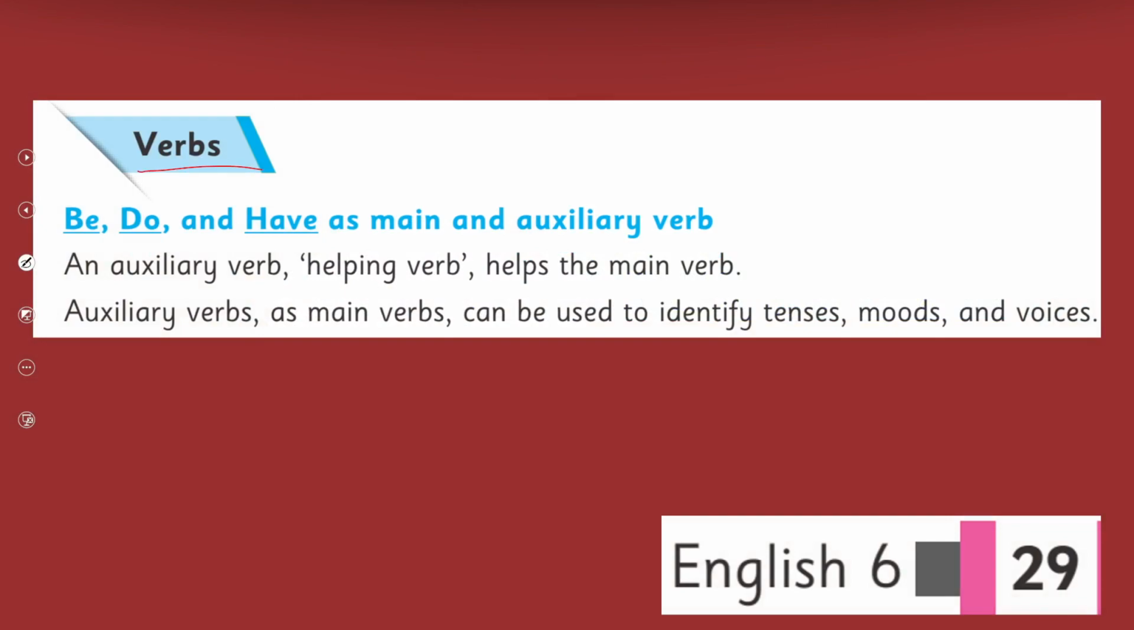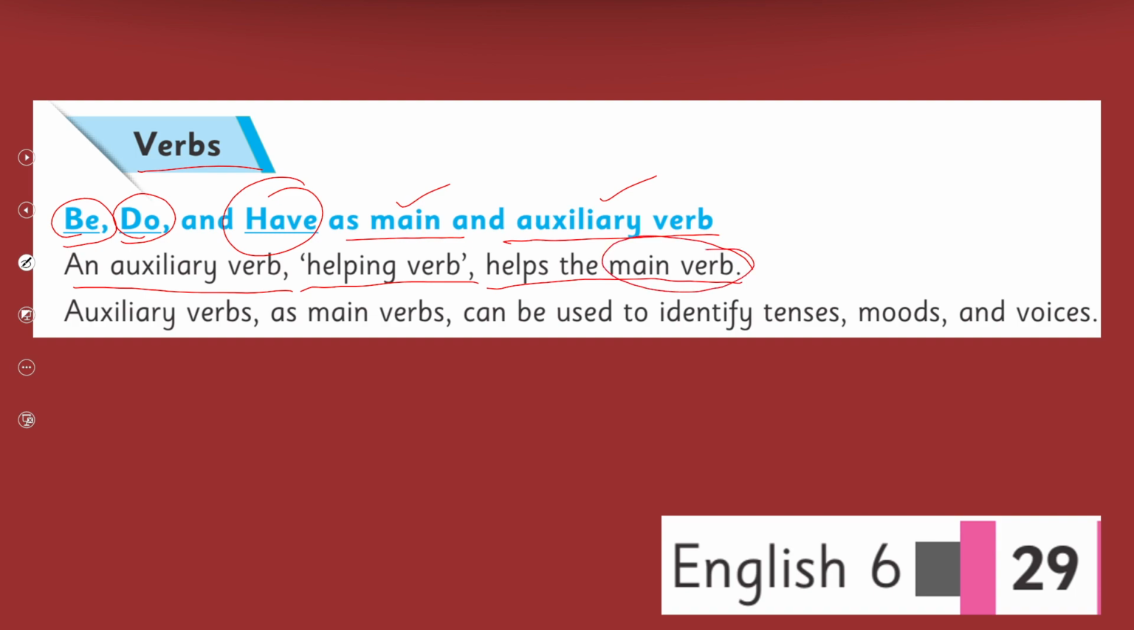So, verbs like be, do, and have, we use these as our main and auxiliary verb. We also call helping verbs auxiliary verbs. They are the same thing. An auxiliary verb, helping verb, helps the main verb. So, our auxiliary verb or the helping verb is actually helping what? It's helping our main verb, our main state of being, or the showing of any action happening.